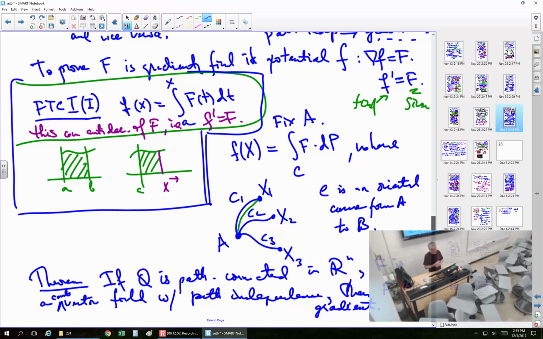As you can see, that allows us to really understand the fundamental theorem. It now becomes clearer that path independence of curves is identical to the vector field being a gradient. Okay, so.